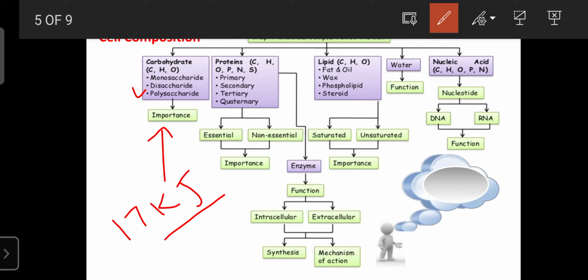So the carbohydrates, the primary importance of the carbohydrates is that it is a primary source of energy. Okay, it can be used to make ATP.